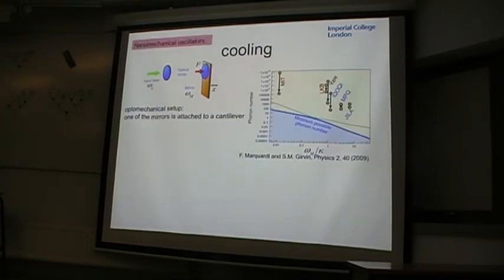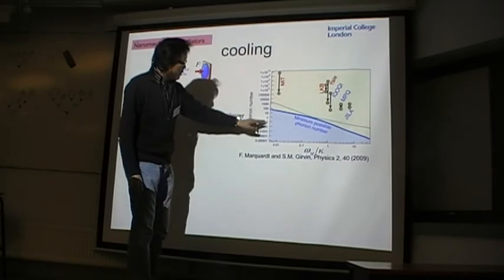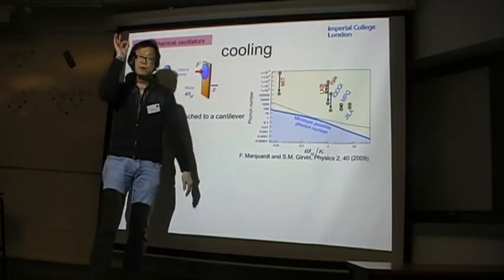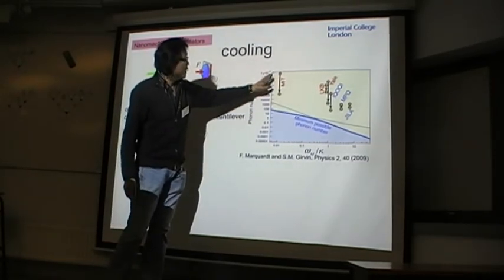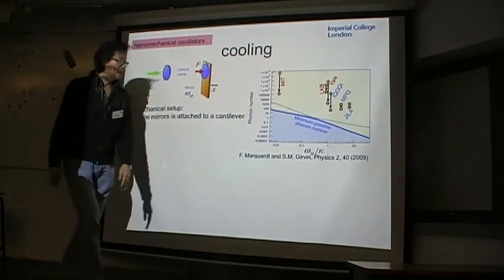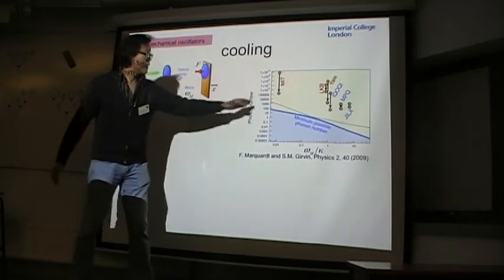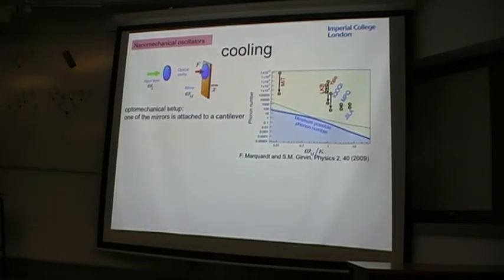So using that kind of scheme, the groups around the world tried to lower the phononic modes. We are looking for the region of zero phonon number, and they started with something like 10 to the 10 mean phonon number, coming down to here, and all these things. That's a logarithmic scale, so it's not as bad as it looks. Okay, so that was until 2009.